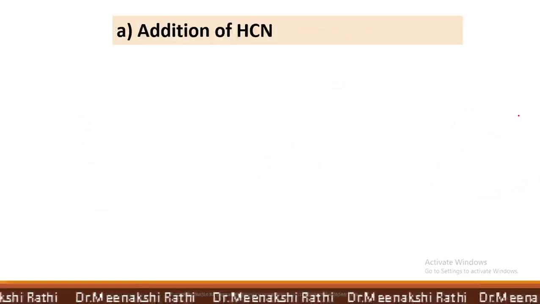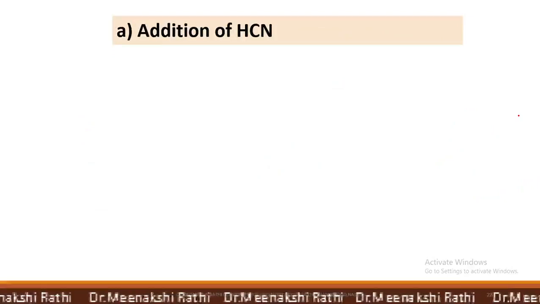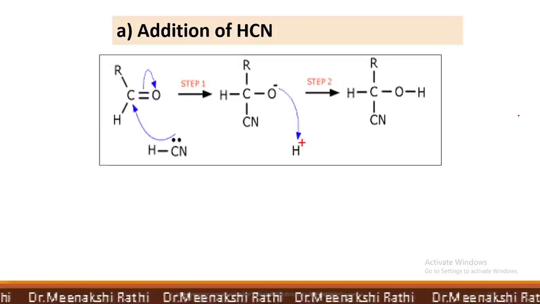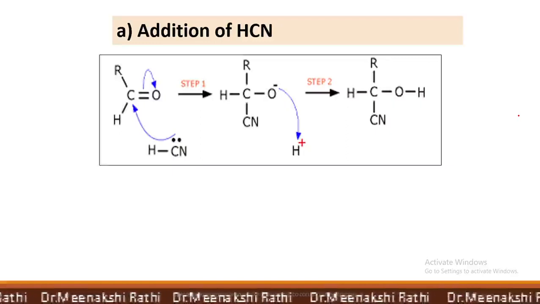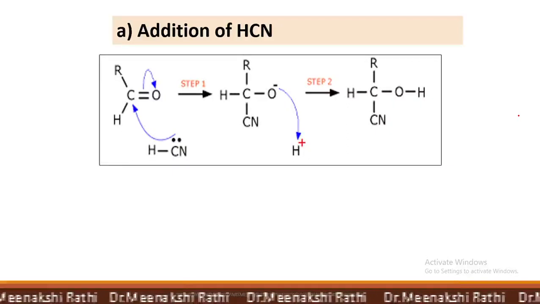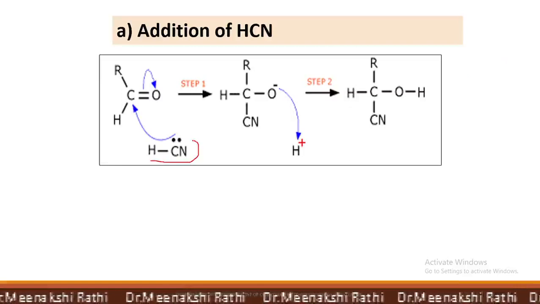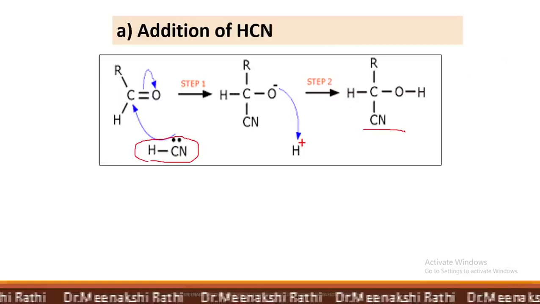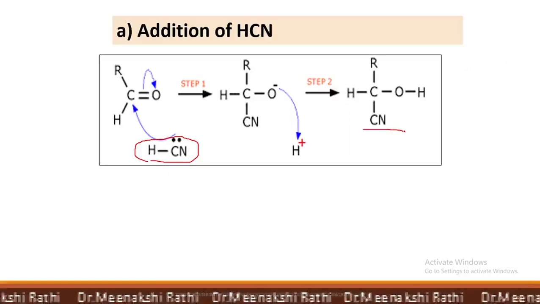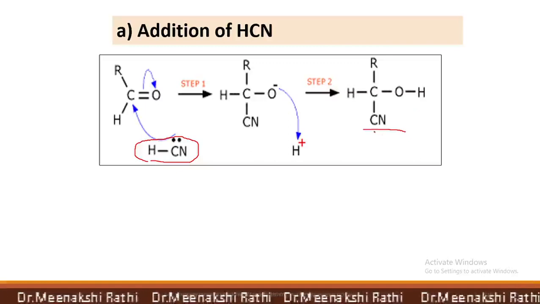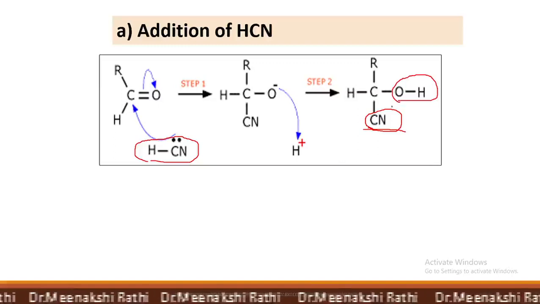So let's discuss some of the nucleophilic addition reactions. First we'll see addition of HCN. Aldehydes and ketones both add hydrogen cyanide and finally form cyanohydrine. This cyanohydrine has two functional groups. One is cyanide and one is hydroxyl group. That's why it is called cyanohydrine.